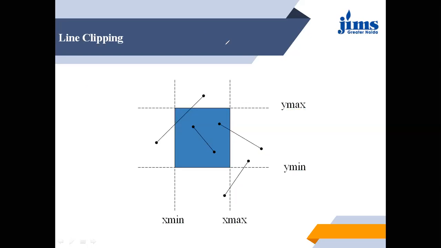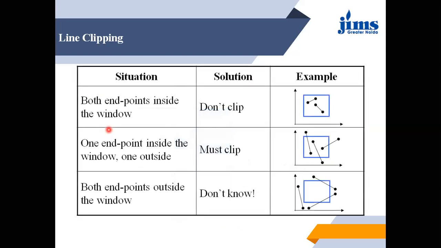When we want to discuss the position of a line in a window, there can be three possibilities. First, the lines can be completely inside the window. As you can see, this is our window and there are two lines, 1 and 2. These two lines are completely inside the window, so there is no need to clip. When both endpoints are inside the window, there is no need to clip.